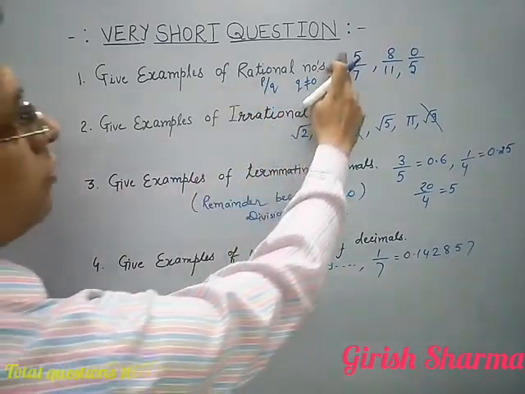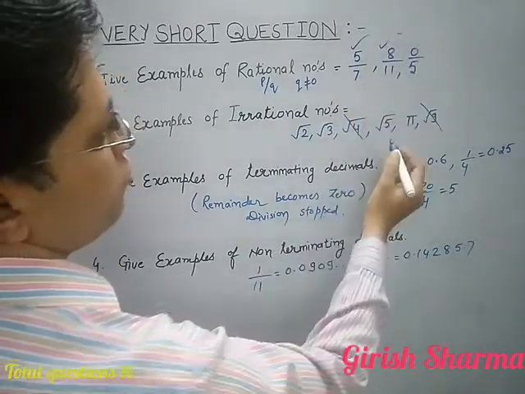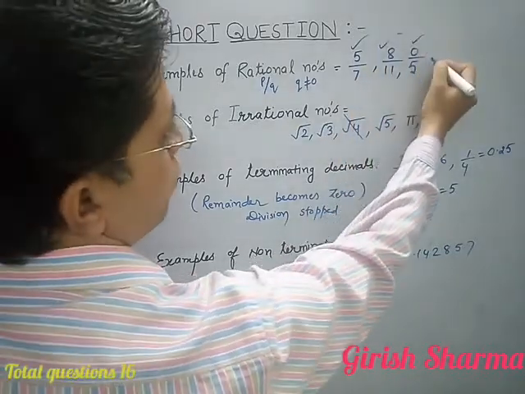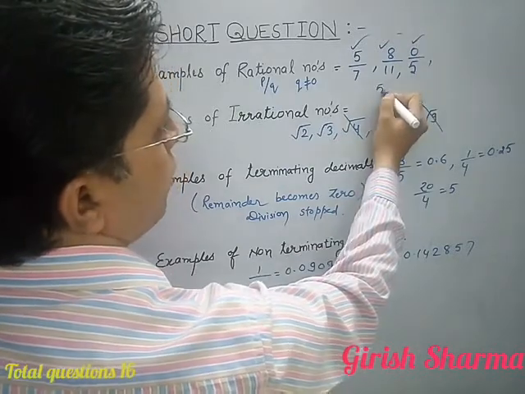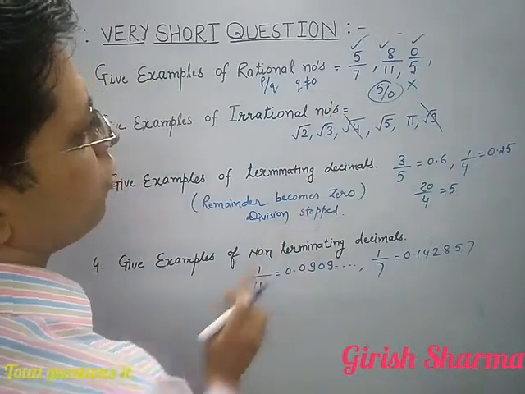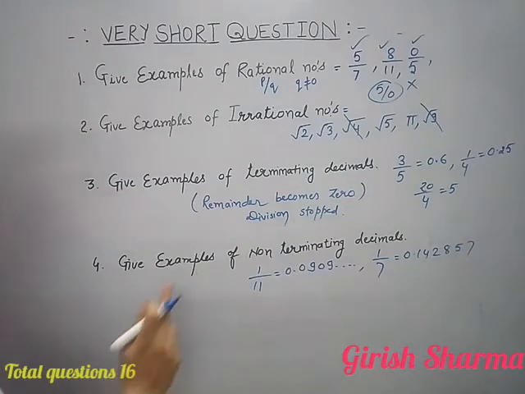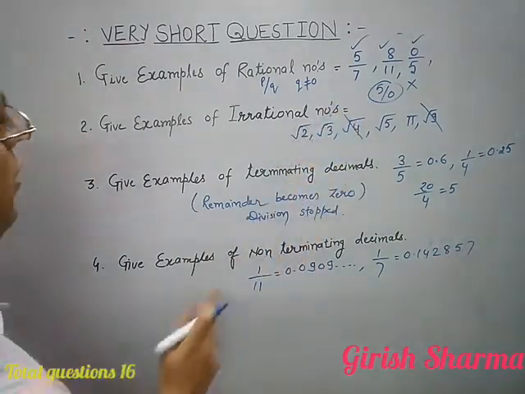See here, this is your rational number, 5 upon 7. 8 upon 11 is a rational number. 0 is also a rational number. But if I write 5 upon 0, this is not a rational number because here q is not equal to 0. This number is also not defined.